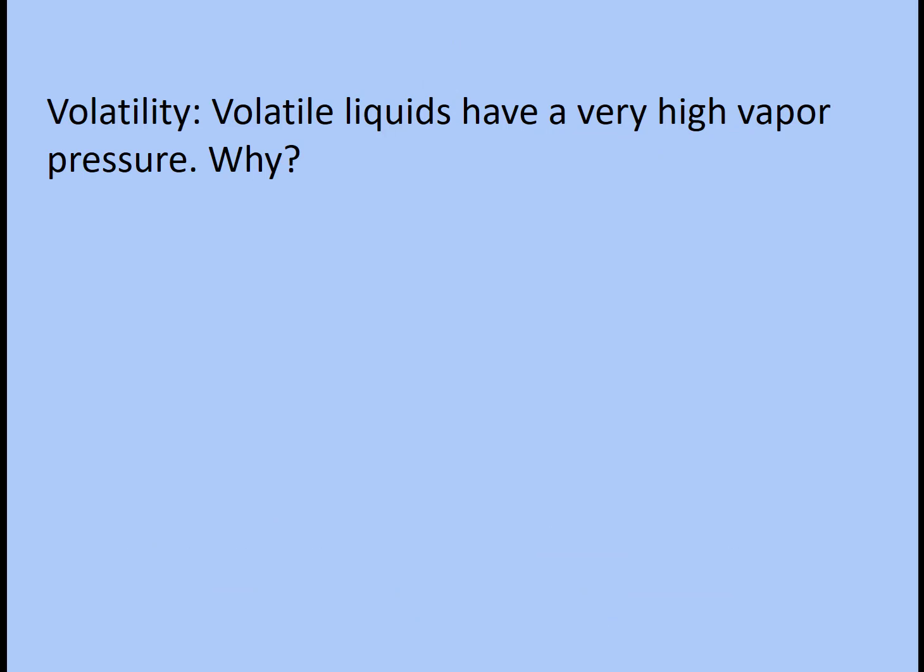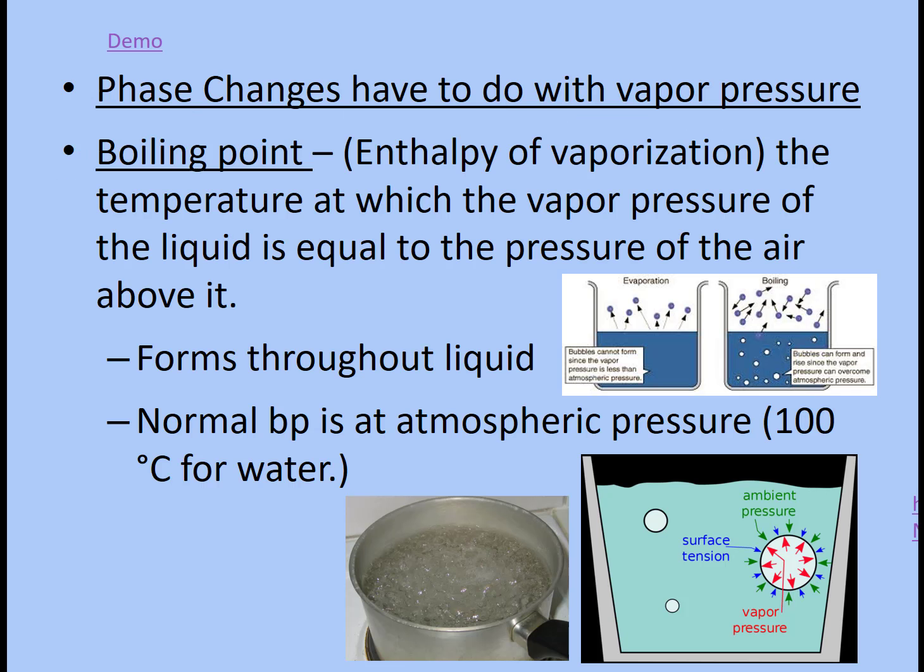Volatility. So volatile liquids have a very high vapor pressure. Why? And that is because their intermolecular forces are not as strong. And so if you get something that's really smelly, like think of a perfume, it's very, very volatile. And that is because it's going from a liquid to a gas, and we're able to smell it because it's very, very volatile.